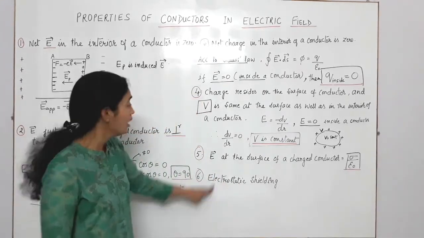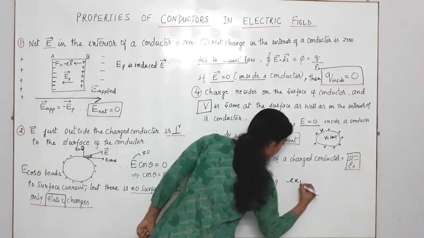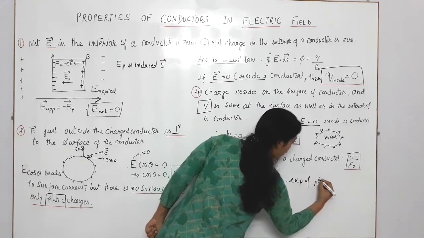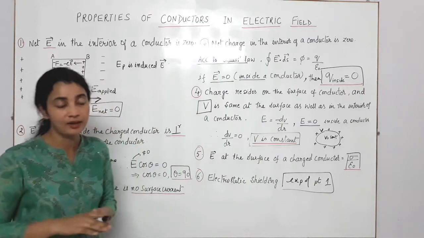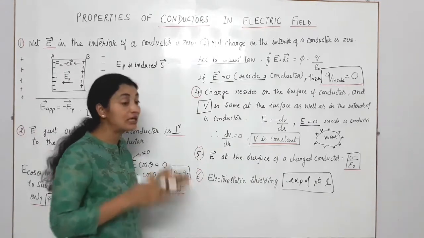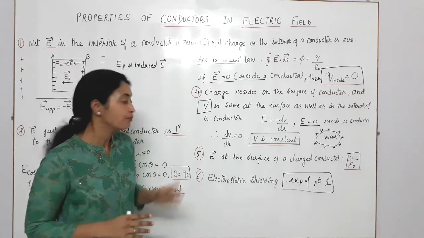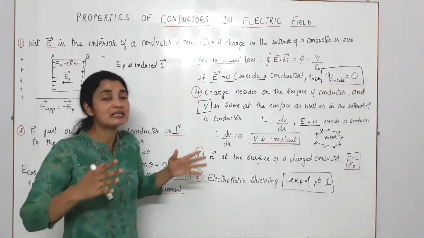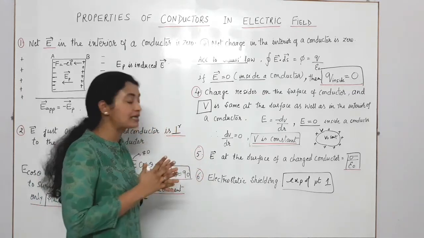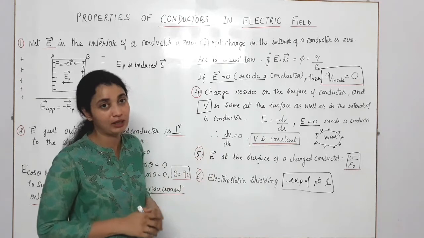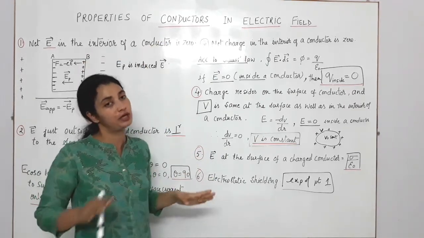This is nothing new. This is again the explanation of point 1 only. Electrostatic shielding means it is the method by which we can shield something from the effect of electric field. Electrostatic shielding is protecting something from the effect of electric field. And this we do with the use of conductors. We know inside the conductor electric field is 0.